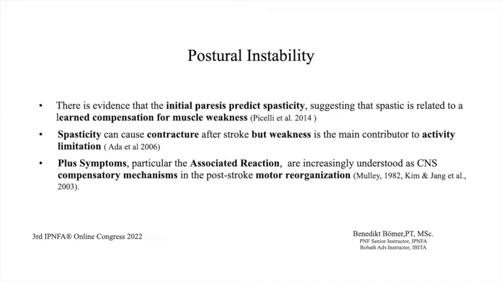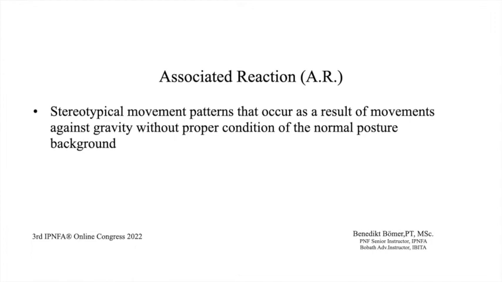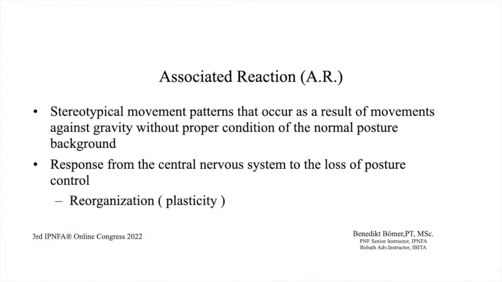For example, plus symptoms, particularly the associated reaction, are increasingly understood as a central nervous system compensatory mechanism in the post-stroke motor reorganization. Associated reactions are stereotypical movement patterns that occur as a result of movements against gravity without proper conditioning of a normal posture background. And we understand this nowadays as a response from the central nervous system to the loss of posture control in the meaning of reorganization.